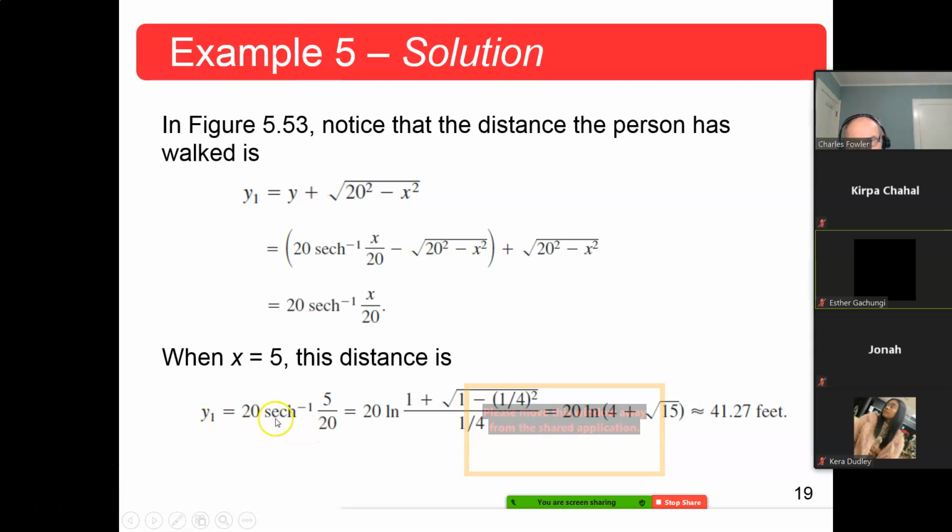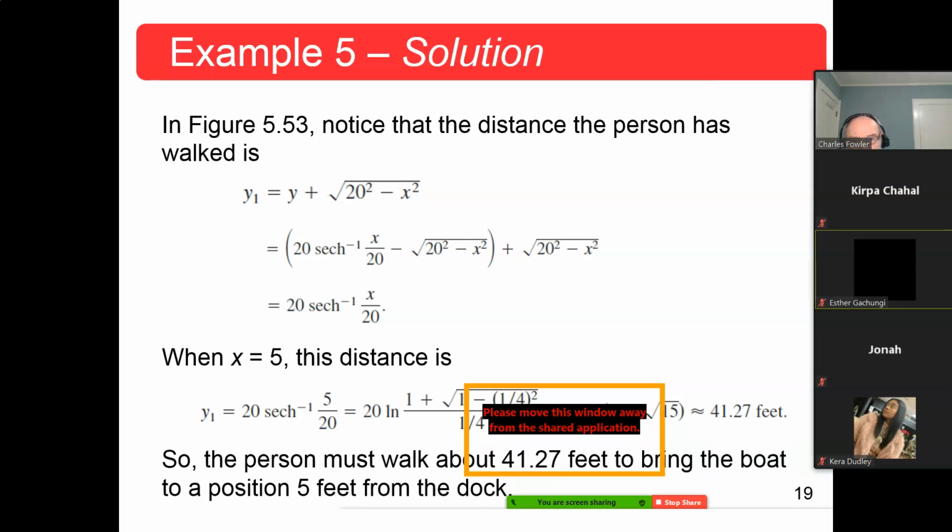So anyway, you plug in that formula, the log function for that, plug in the numbers, and you get about 41.27 feet. So if that's something you think you'll be needing to do in the future, by all means, get familiar with these hyperbolic functions. So the person must walk about 41.27 feet, I'd say 41.25 feet, to bring the boat to a position 5 feet from the dock.